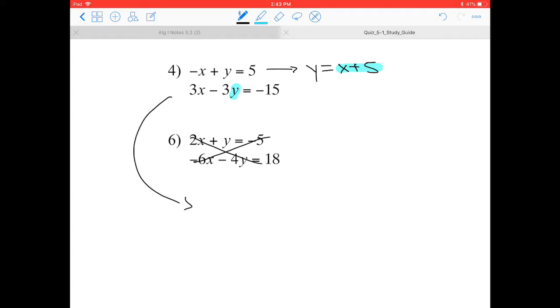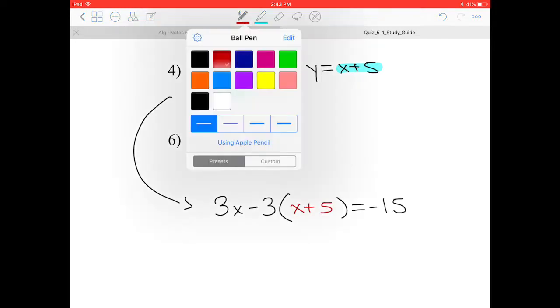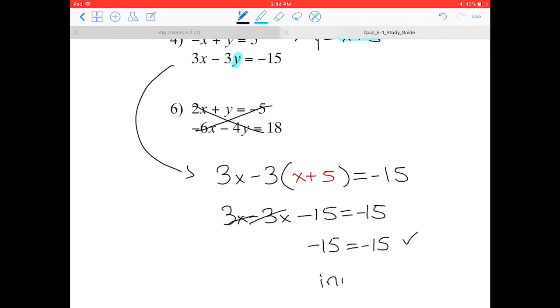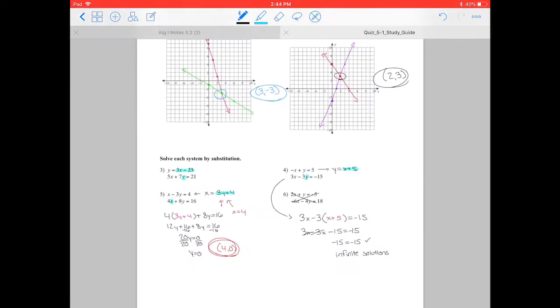Here, if that helps, I don't know. Draw an arrow. So 3x minus 3y equals negative 15. y equals x plus 5. So 3x minus 3x minus 15 is negative 15. 3x minus 3x, I think that's pretty obvious what happens there. And negative 15 equals negative 15. That is a true statement. So when that happens, infinite solutions.